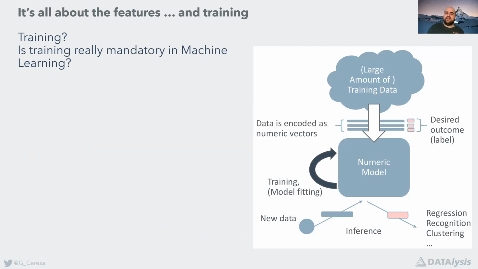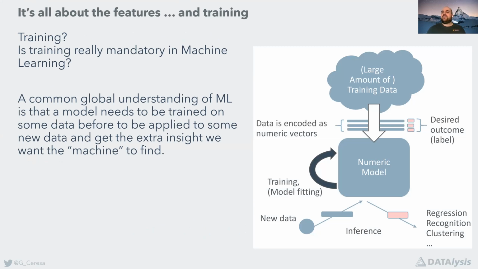So is training always mandatory? Most of us always believe that machine learning always starts by training. It's generally true. It's not wrong, at least most of the time. Sometimes it's not really the case, or better, the training is kind of implicit. And we will see this part a bit later in the slides.